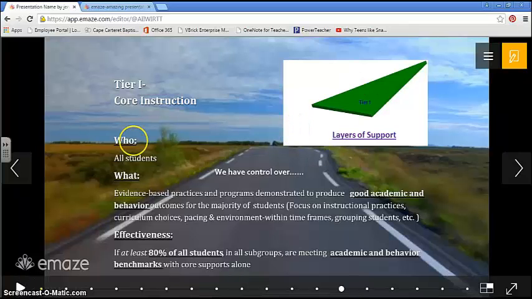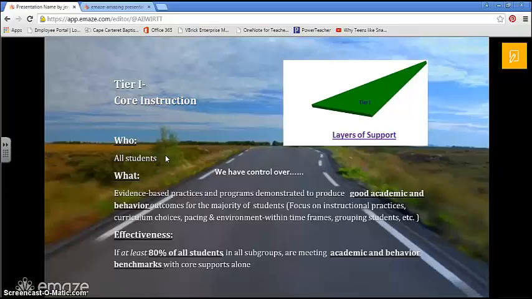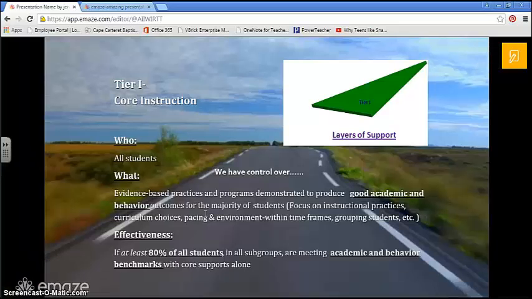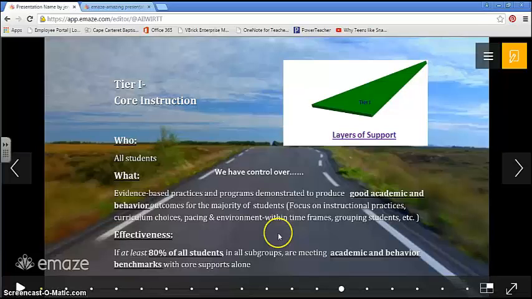So Tier 1, who does it affect? It affects all students. It's for all students. So here's what we have control over in thinking about Tier 1. We can control our evidence-based practices and the programs, the resources, the strategies that we use to produce positive academic behavior for the majority of our students. So in Tier 1, we focus on our instructional practices, our curriculum, our pacing, and how we group students, so the environment in our classroom.